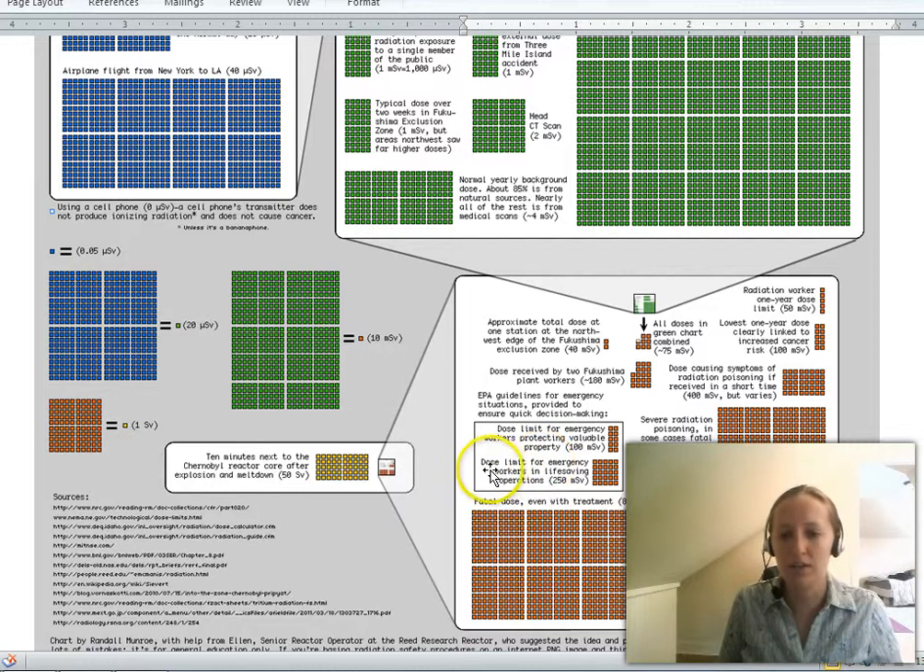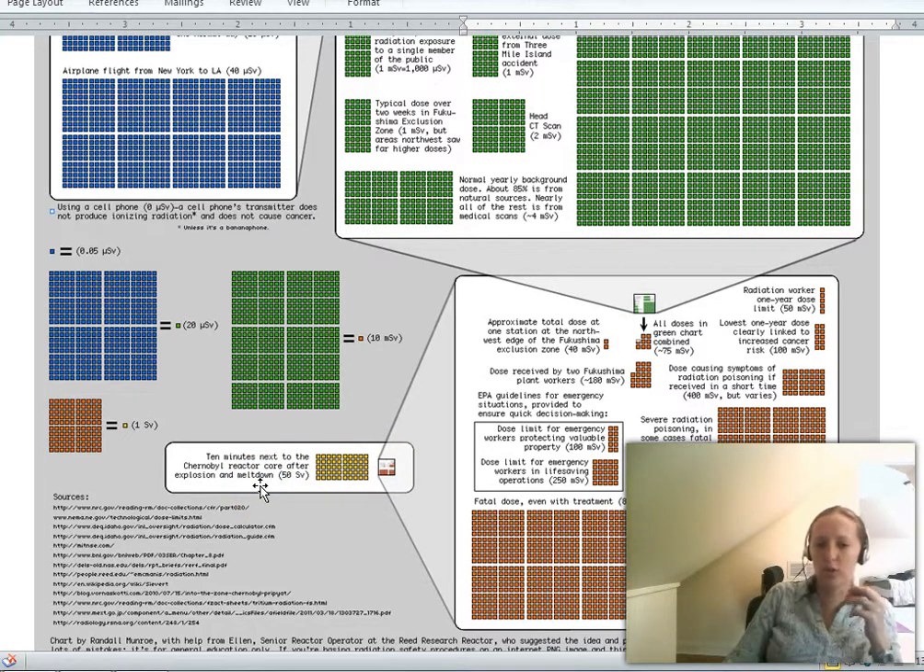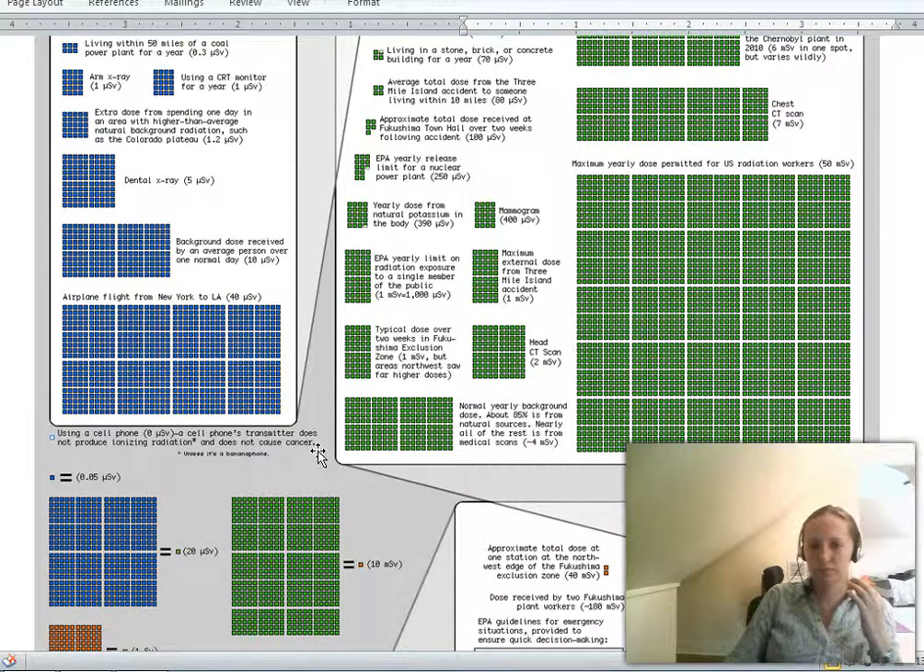And I love this, the dose limit for emergency workers in life-saving operations. 250 millisieverts, if those emergency workers are saving people's lives, they're allowed to get somewhat less than radiation poisoning. That's reasonable. And then I love the yellow boxes here. There's 100 red boxes in a yellow box. A yellow box is 1 sievert. If you spent 10 minutes next to the Chernobyl reactor core when it was exploding and melting down, you would have been exposed to 50 sieverts of radiation. So I thought this was cool.